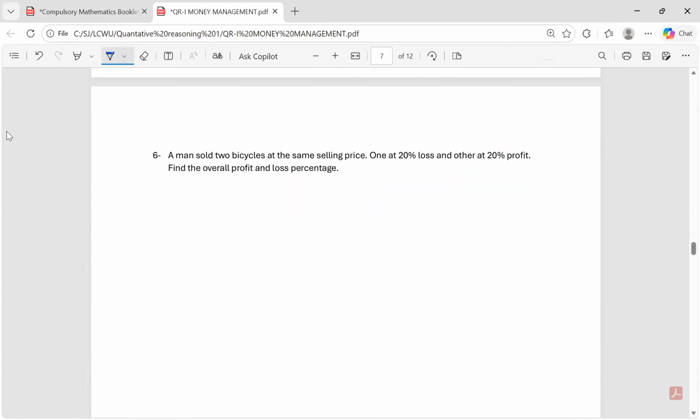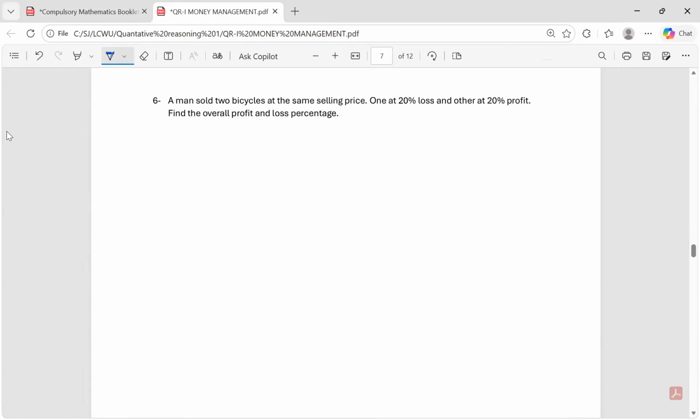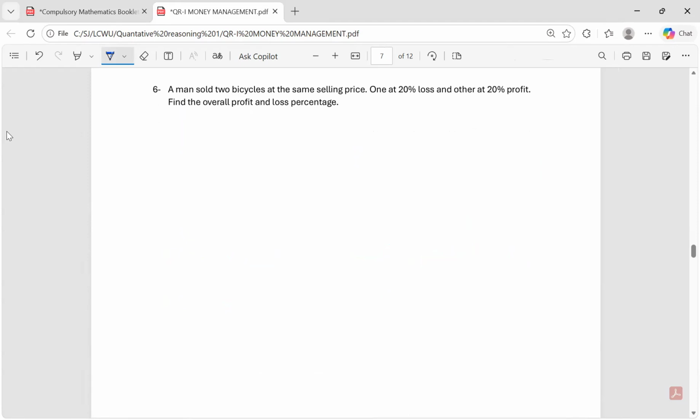Next question 6. A man sold 2 bicycles at the same selling price, one at 20% loss and the other at 20% profit. Find the overall profit or loss percentage. So 2 bicycles are sold at the same selling price. We are not given the purchase price, but we need to find the overall profit or loss percentage. Okay, let's start.